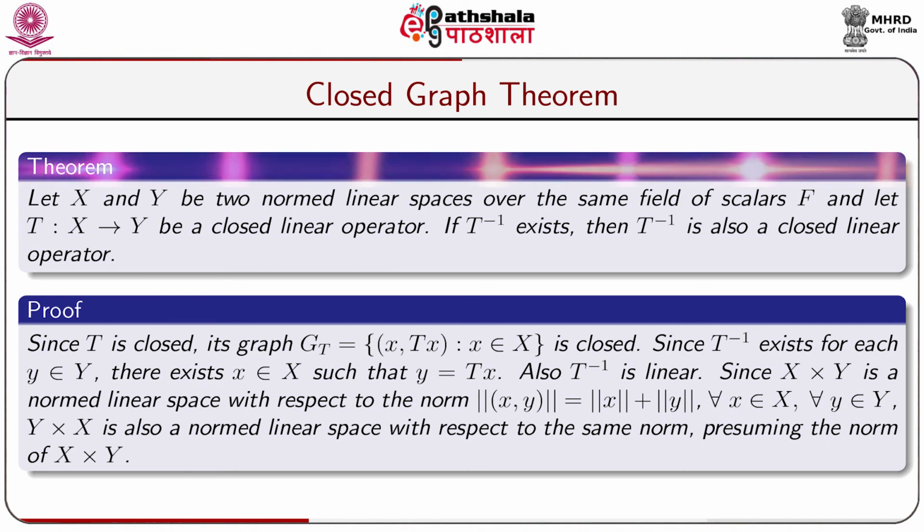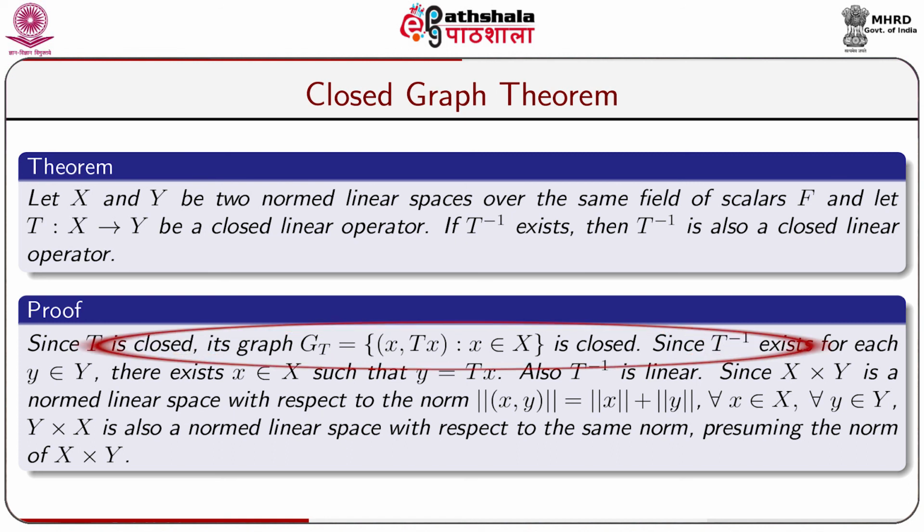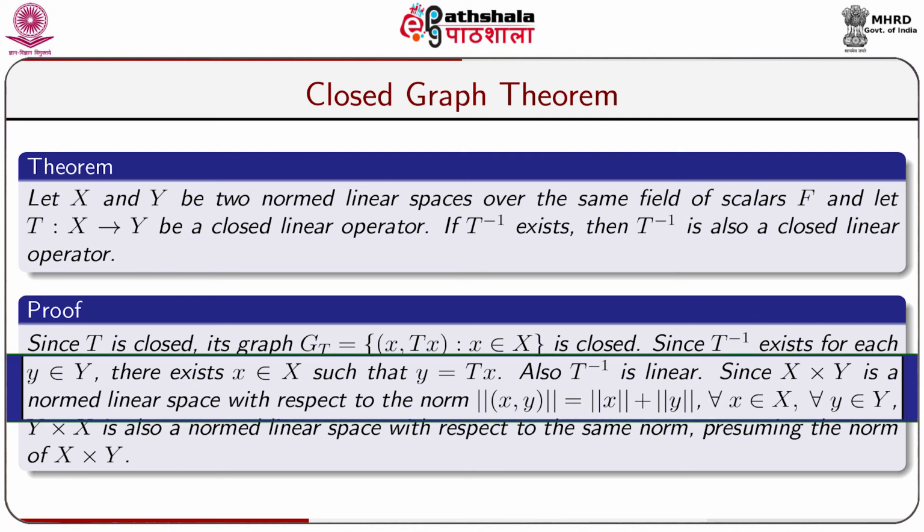Now the proof runs as follows. Since capital T is closed, its graph GT, that is the collection of all elements taken pairwise x comma Tx, where x is taken from capital X, is closed. Since the inverse of T exists, for each y belonging to capital Y, there exists x belonging to capital X such that y is equal to Tx.